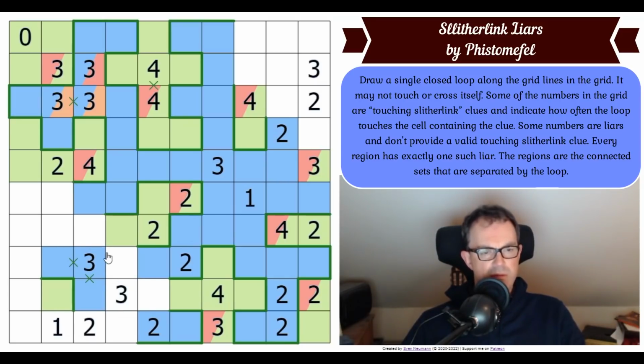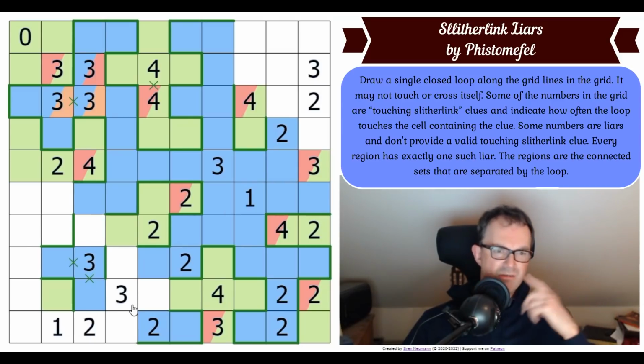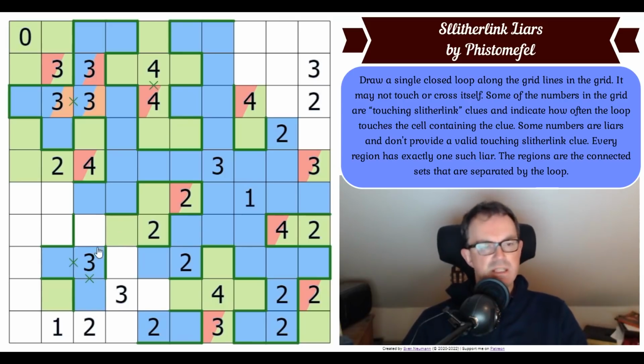Alright, what about this one? If we do that one, we have to do that one. And now that's blue. This is green. This is green. And must be a correct green. Ooh, that's not going to work. So that's the way to break it.